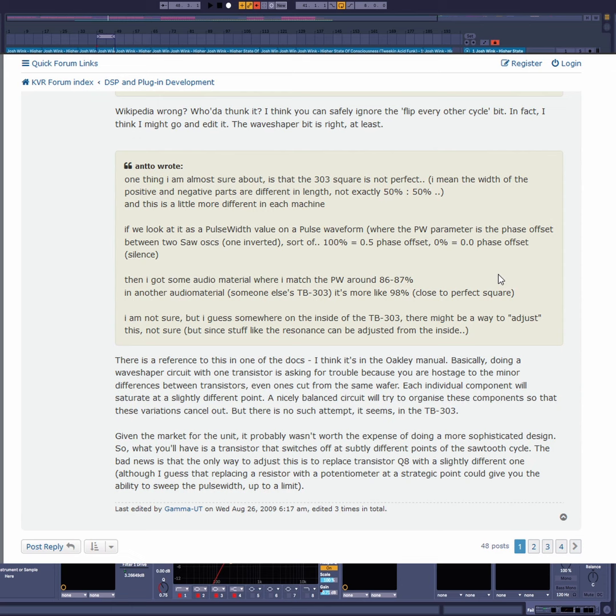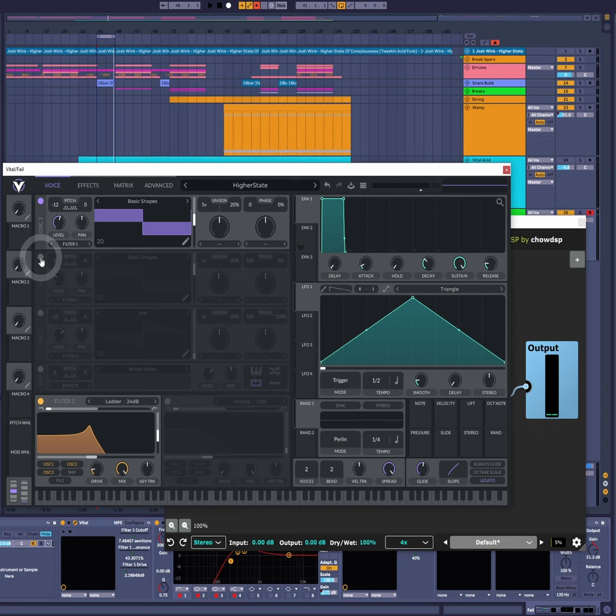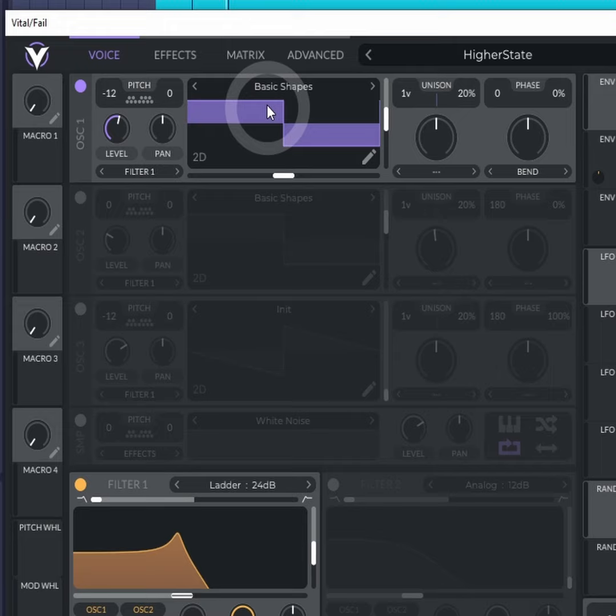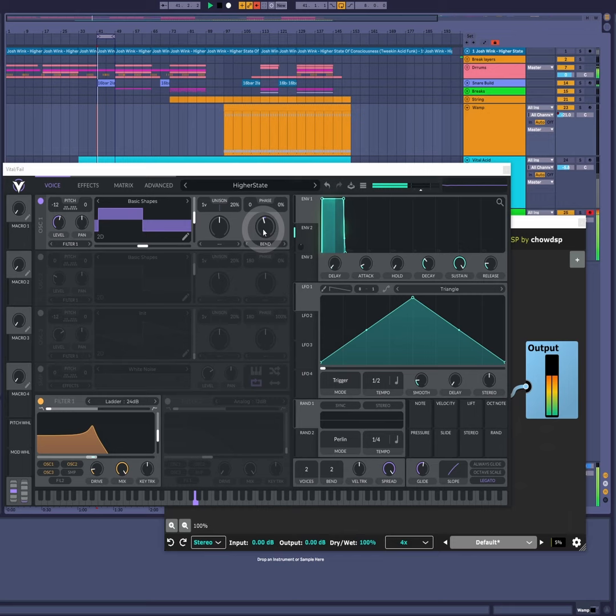And that led me to this comment, where they mentioned, depending on the quality of the transistor, this could leave the square wave slightly asymmetrical, which is what we call pulse width. And we can simulate that with either bend or pulse in Vital. What that means is basically, instead of 50-50 on up and down phases of the wave, one is slightly longer than the other. And as soon as I change this, it starts to sound like the real thing.